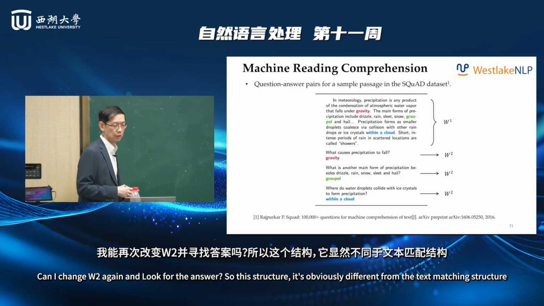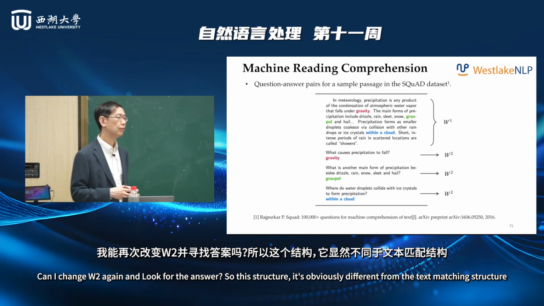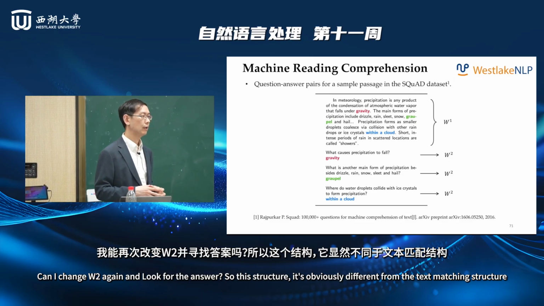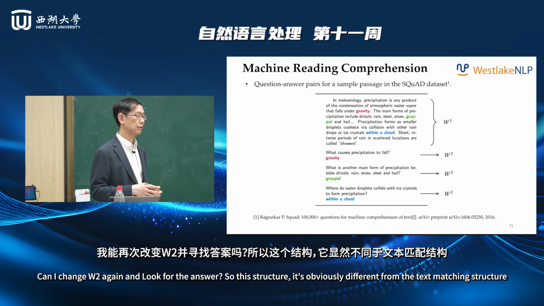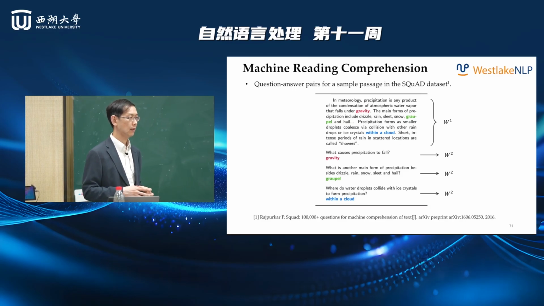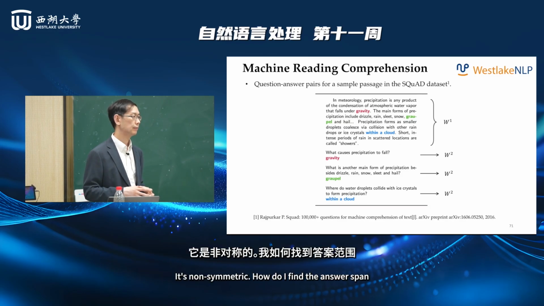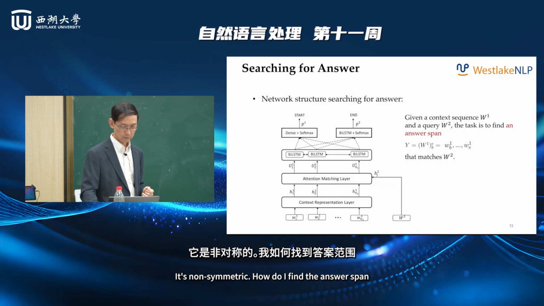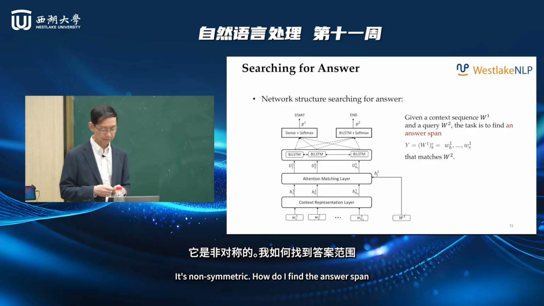So this structure is obviously different from the text matching structure. It's non-symmetric. How do I find the answer span?